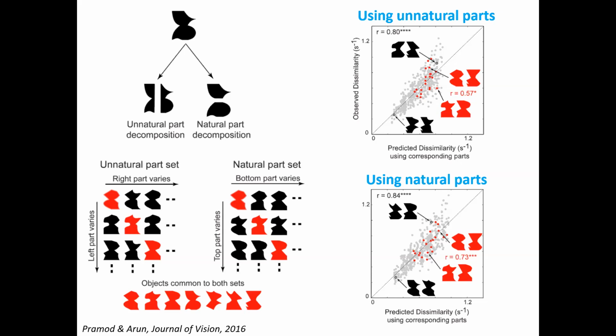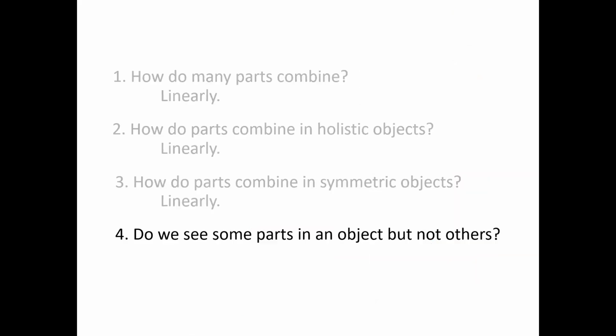Okay, great. So the question is, do we see some parts in an object but not others? And the answer is yes, there is some preferential breakdown towards certain types of parts, but that's not a very strong preference actually, coming back to that basic question that you asked.